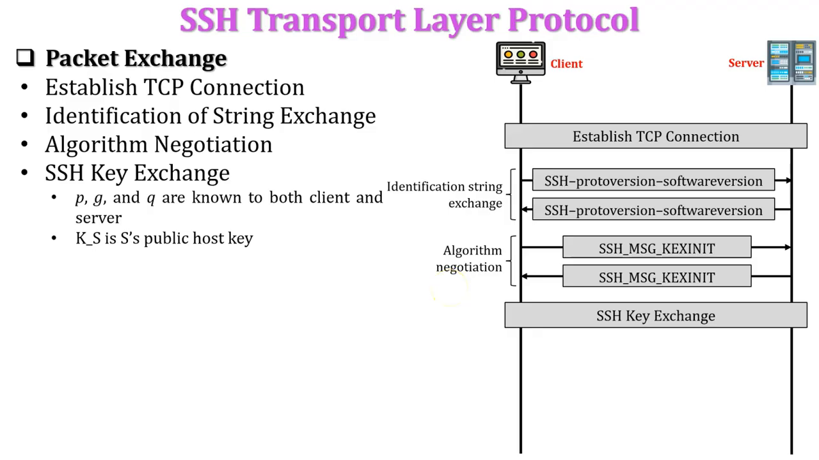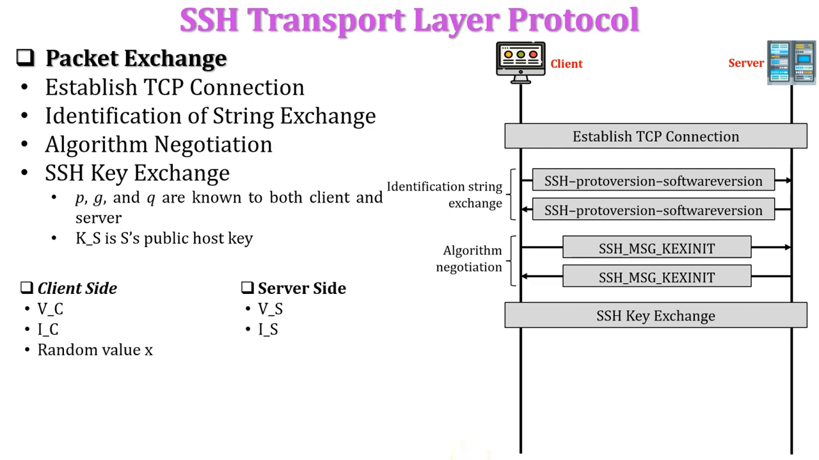Now calculate the master key at the client and server side using the Diffie-Hellman key exchange algorithm. At the client side, the first value is V_C, the client's identification string, which is shared in the second step, identification string exchange. At the server side, the value is V_S, the server's identification string. The next value at the client side is I_C. It indicates the client's SSH message key exchange initialization. It is shared during the algorithm negotiation step. The next value at the server side is I_S, which is the same as I_C. It is also exchanged during the algorithm negotiation step. So all the values are exchanged during step number 2 and step number 3.